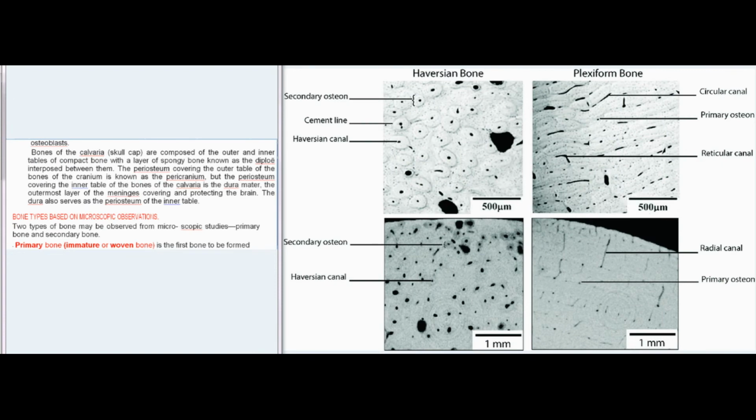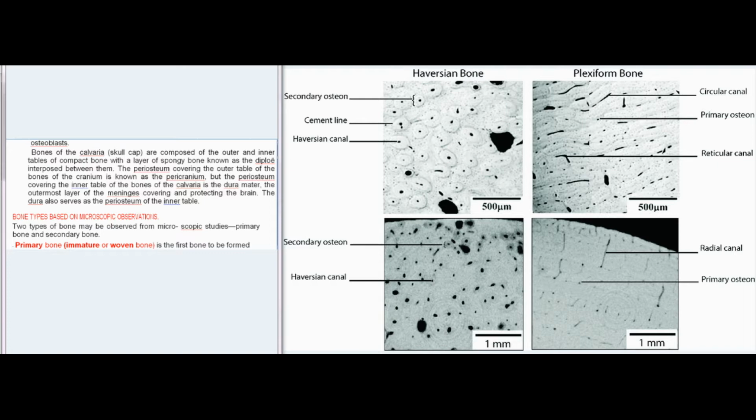Bones of the calvaria, skull cap, are composed of the outer and inner tables of compact bone with a layer of spongy bone known as the diploë interposed between them. The periosteum covering the outer table of the bones of the cranium is known as the pericranium, but the periosteum covering the inner table of the bones of the calvaria is the dura mater, the outermost layer of the meninges covering and protecting the brain. The dura also serves as the periosteum of the inner table.